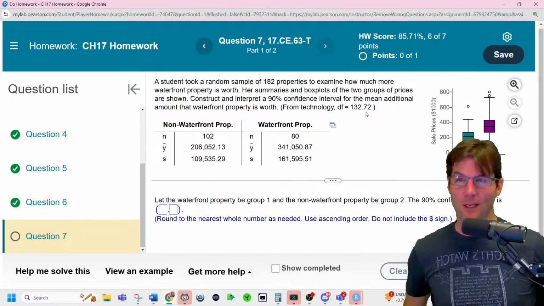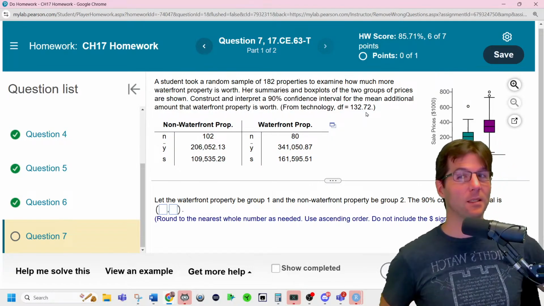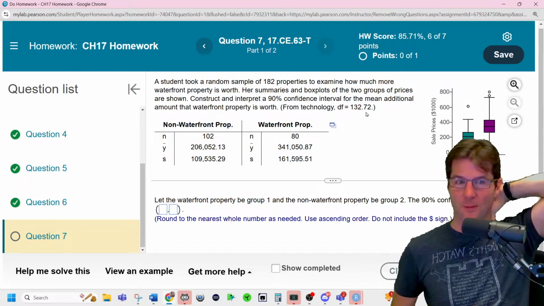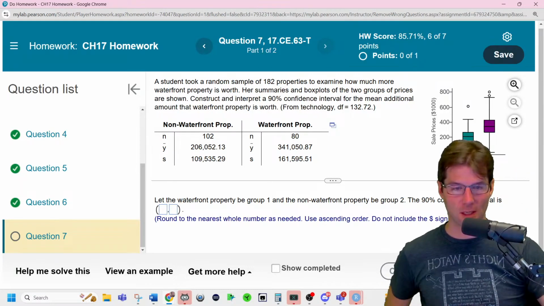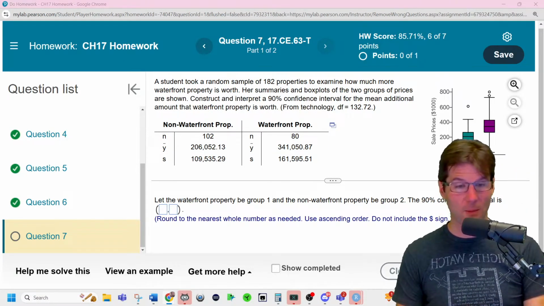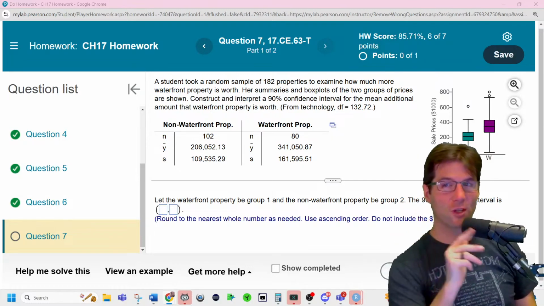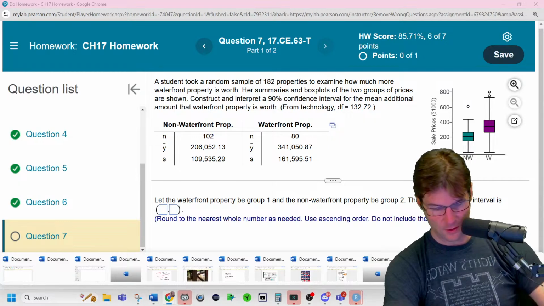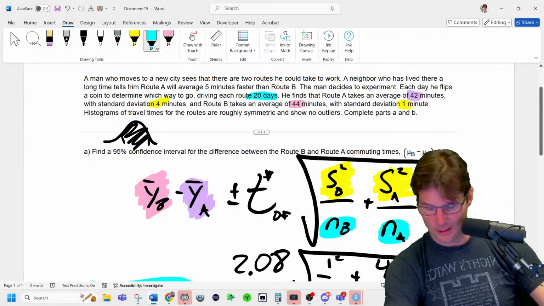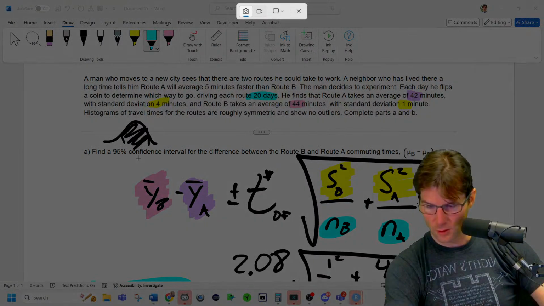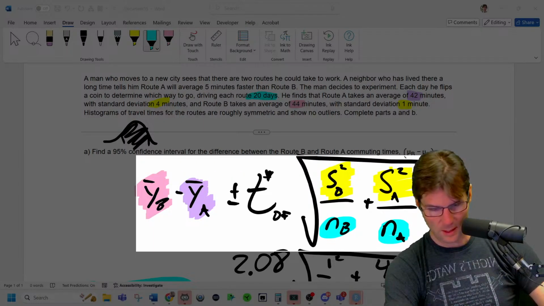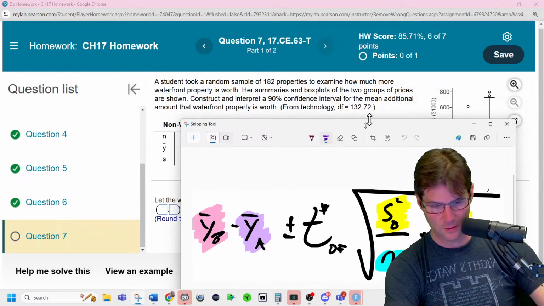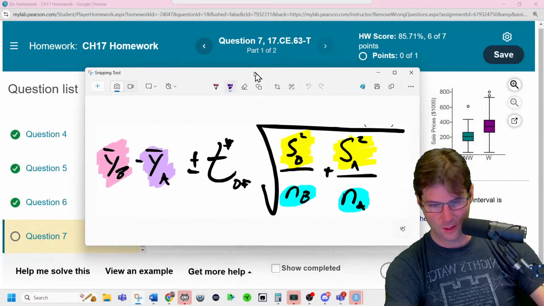So answer this for 5,000 points. What is my t statistic for 90% confidence with 133-ish degrees of freedom? Because you need that to solve the interval. All you're doing is taking all that notation right there and plugging it into this formula.